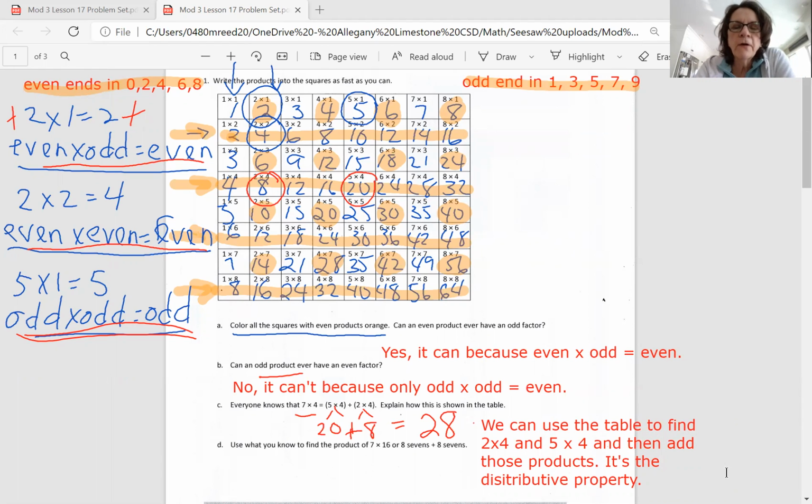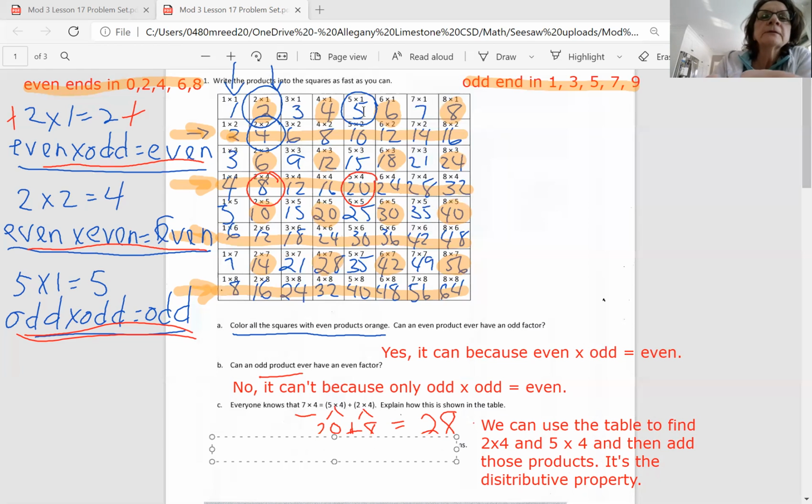Okay, use what you know to find the product of 7 times 16 or 8 sevens plus 8 sevens. All right, so 8 sevens plus 8 sevens would be 8 times 7. And if we do 8 times 7 twice, we really are doing 16 times 7, which is 7 times 16 switched around with the commutative property. All right, so we're going to write this in fact form. And I'm going to change my color back to blue here. So 7 times 16.